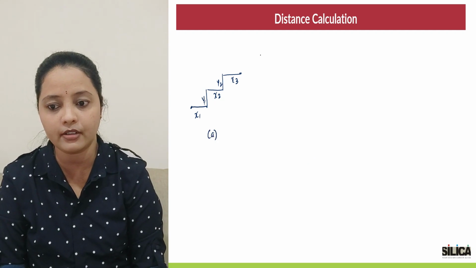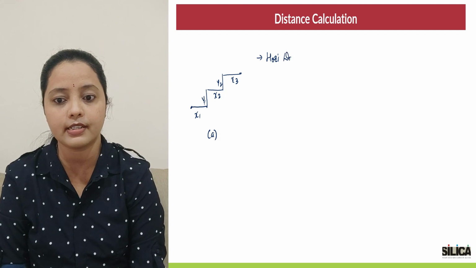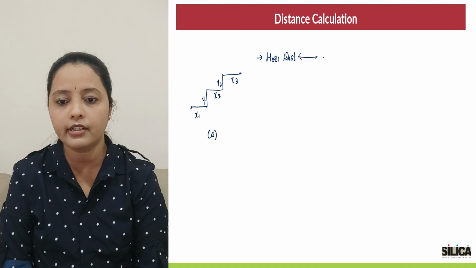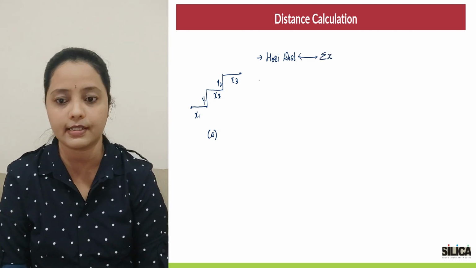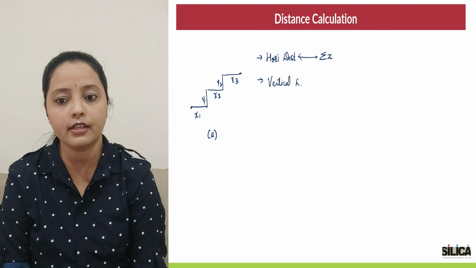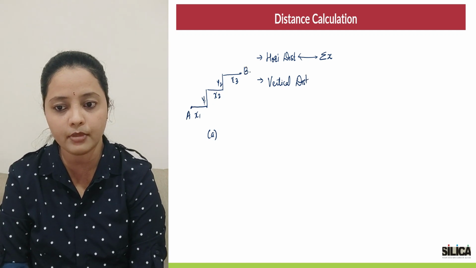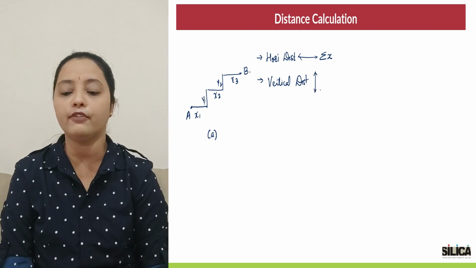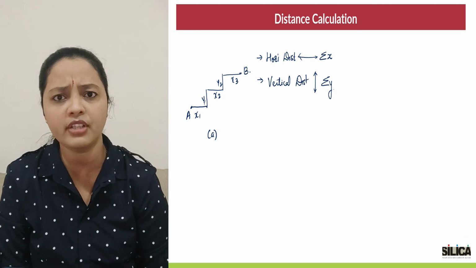Now if this is the figure and the question says calculate the horizontal distance, horizontal means something like this, right? What is the horizontal distance? As I said, obviously it would be the summation of x, that is x1 plus x2 plus x3. The next calculation could be the vertical distance, which I am considering from point A to B. Vertical means something like this, and vertically it should be the summation of y, that is y1 plus y2. Now these two are very easy.